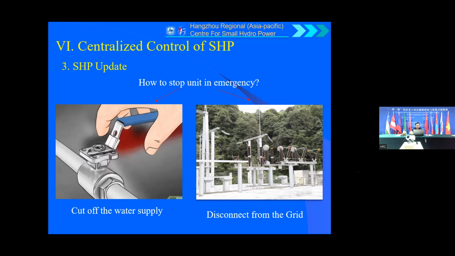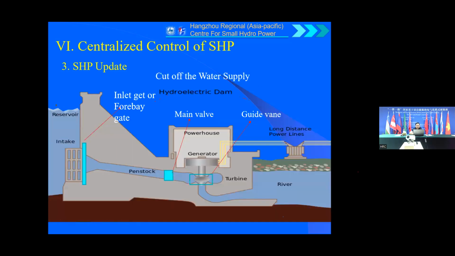Okay, two main measures when an emergency happens in the power station. What we need to do first, we will need to cut off the water supply, and second, we will need to disconnect the unit from the grid. So how to cut the water?